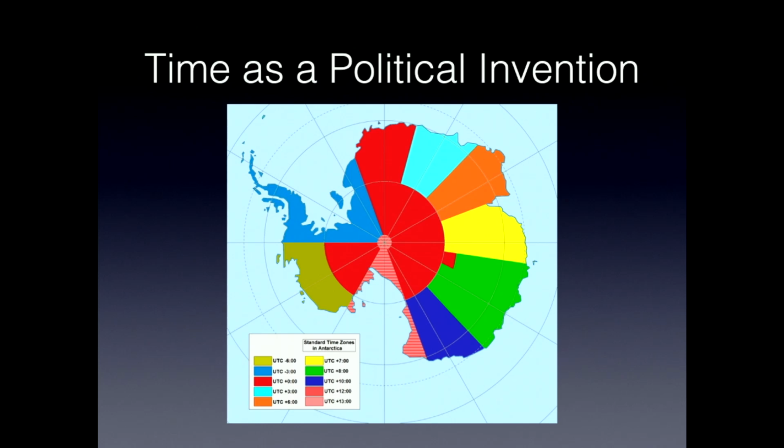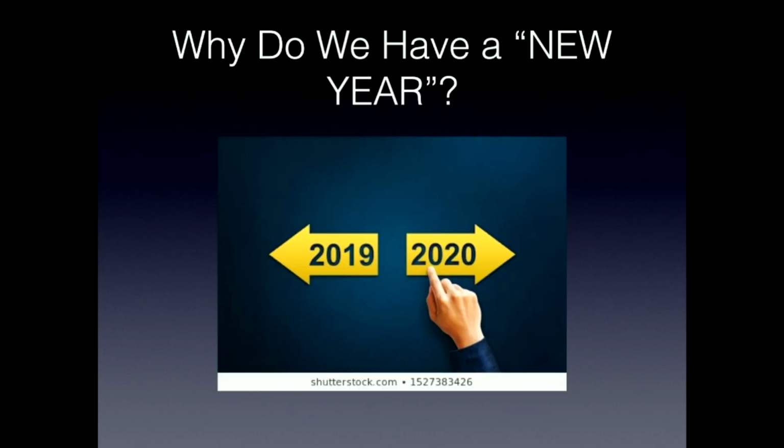All right, so what does that mean? It means that when we think about time, we're really thinking about temporal experience, geographical location, and political environment. Time becomes a function of geography, politics, and my experience, my living experience of the transition from one change to another. Why do we have a new year? Now we get to the really interesting stuff.